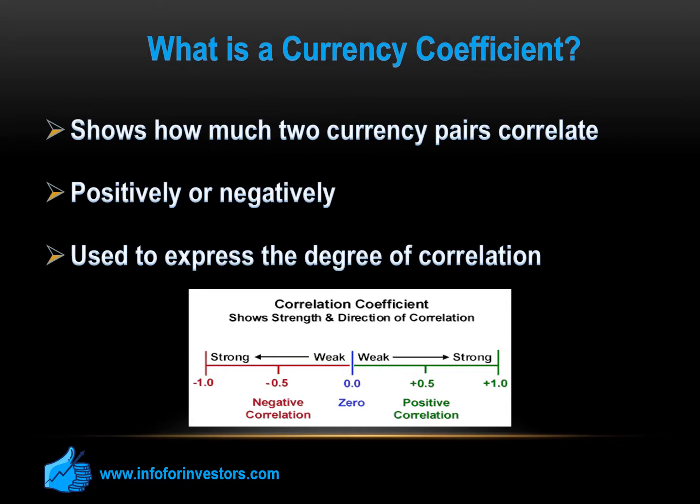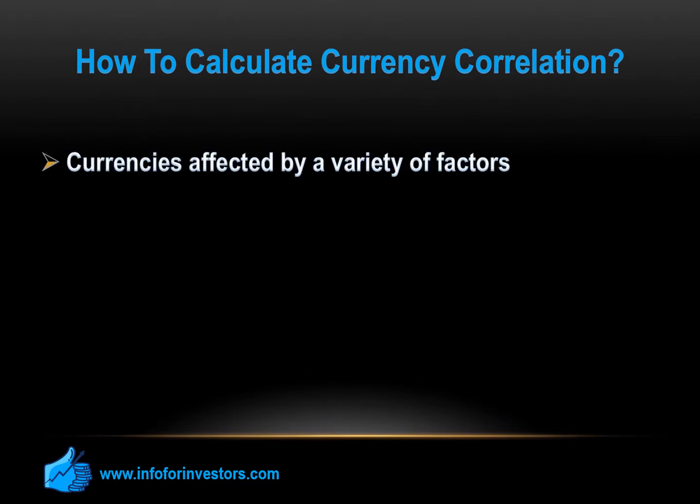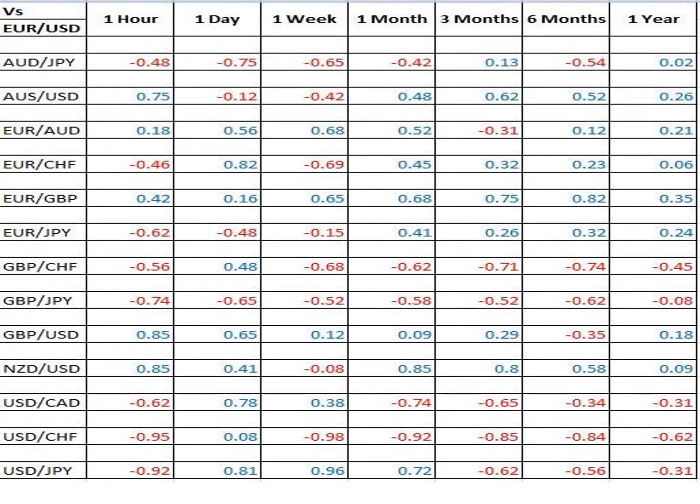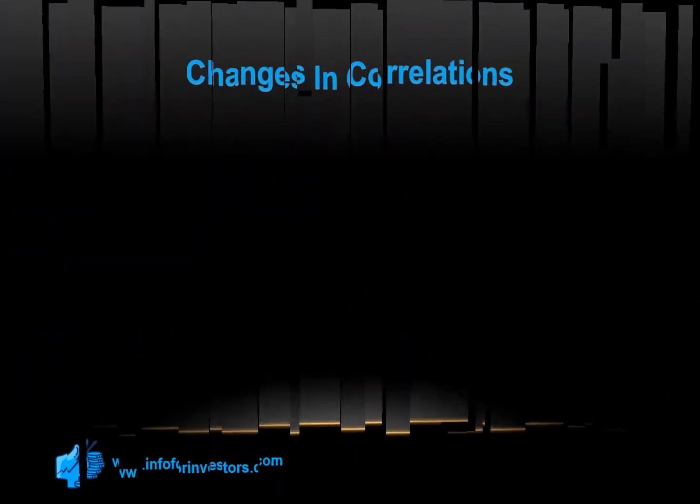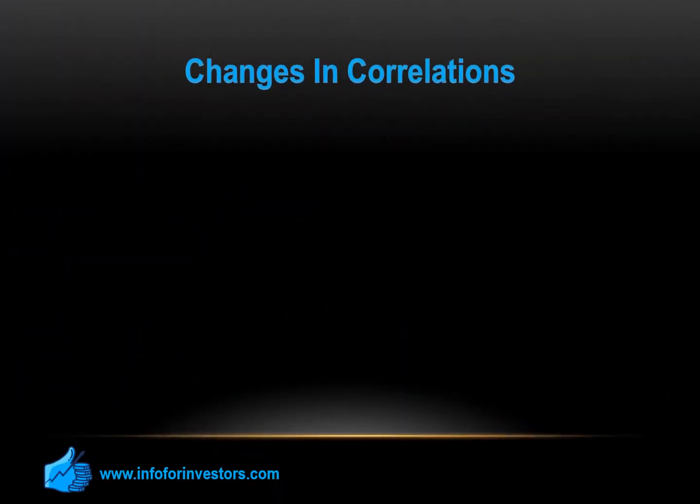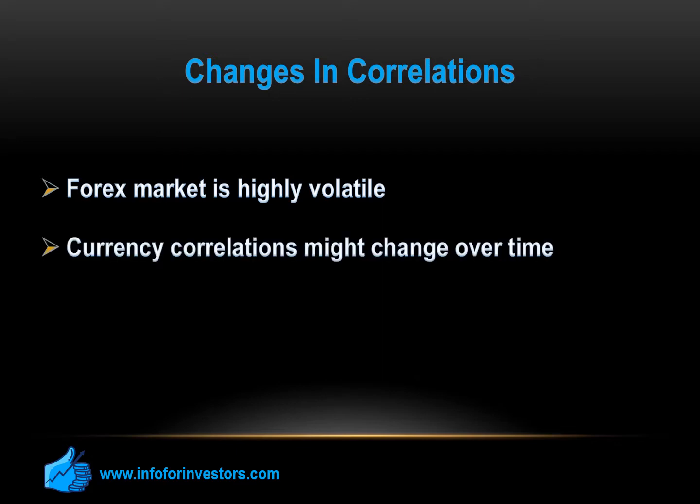Now you are probably wondering, how can we calculate that currency correlation? Currencies can be affected by a variety of factors: central bank policies, the global economy, local political and social issues, etc. Below you can find a table which shows the correlation between currencies for an hour, a day, a week, a month, 3 months, 6 months, and a year. Let's take the first currency pair, AUD and JPY, to discuss the example. The numbers you can see on the table are actually the currency coefficient. In our case, we take the exchange rate of the AUD-JPY and compare it to one of the other currency pairs, which is EUR-USD, for different periods: 1 hour, 1 week, etc.